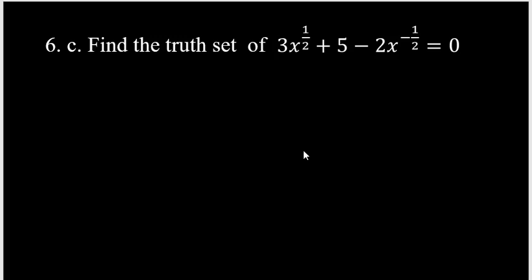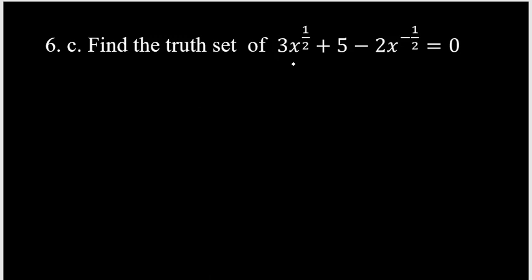Hi, today we want to consider question 6C of the elective mathematics paper, that is July 2020 paper of the H6 examination. It says that we are to find the true set of 3x^(1/2) + 5 - 2x^(-1/2) = 0. So how do we solve for x in this equation?